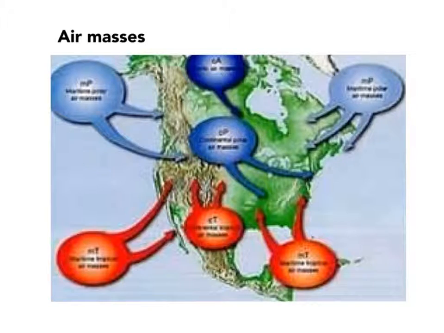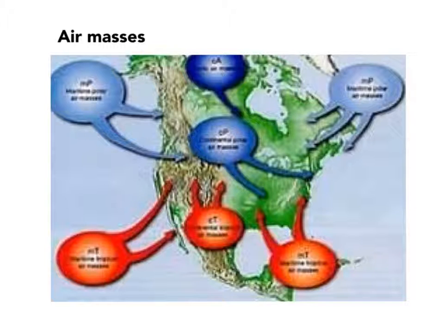Air masses. An air mass is a big body of air that has the same temperature. Air masses are classified by temperature and humidity. Types of air masses are maritime polar, continental polar, and maritime polar again. This one is also continental polar. Maritime tropical, continental tropical, and maritime tropical.